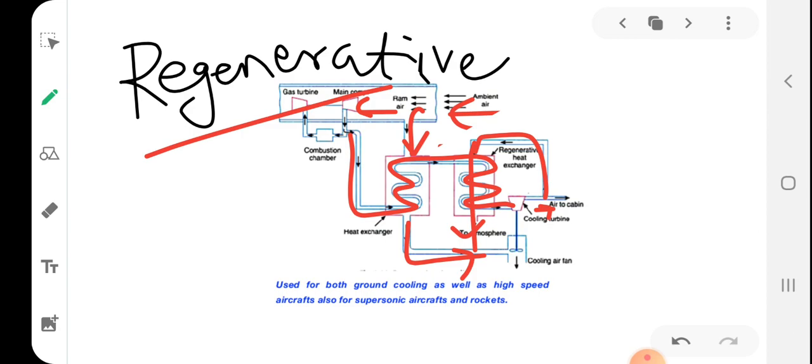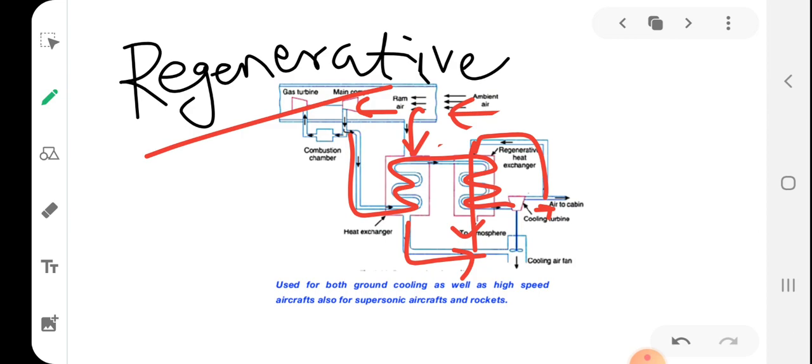So the same cooled air coming from the cooling turbine is used to cool the air passing through the second heat exchanger. So that is why the name regenerative is used for this system.